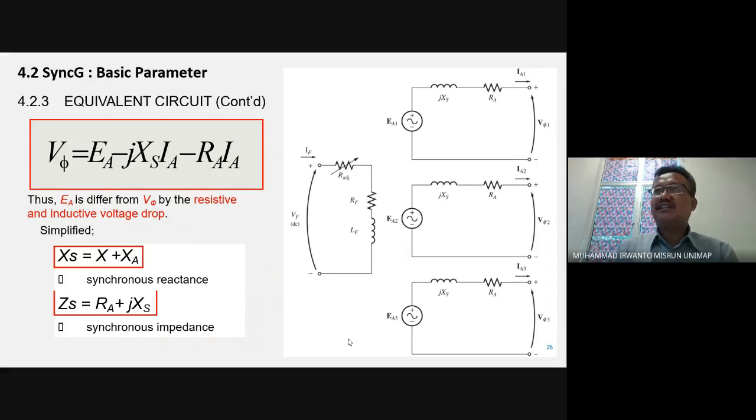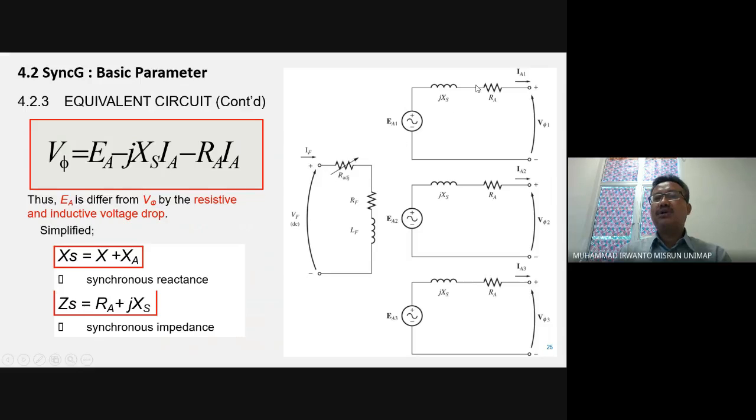If the synchronous generator is three-phase and you want to draw the overall three-phase equivalent circuit of the synchronous generator, we can draw it like this. For the rotor, it is the same as before. If you want to add an external resistance, the value of that resistance can be adjusted, so we call it an adjustable resistance here.